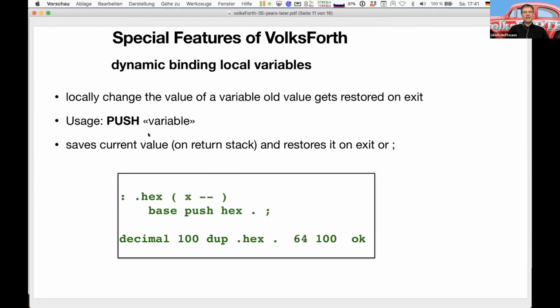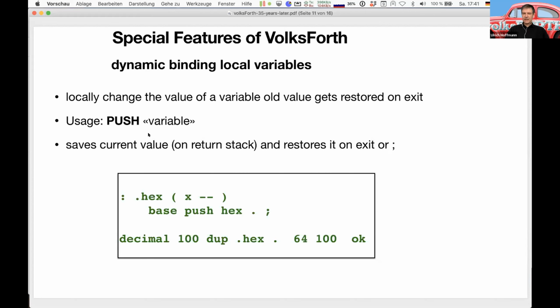So one nice thing is the dynamic binding of variables, so they become local variables. There, in Foxforce, there's a word PUSH, which you use in the way PUSH variable, and then it saves the current value on the return stack, but it doesn't matter. It saves the current value and allows you to change a variable, and it will be restored whenever the definition where PUSH is used is exited. So as an example, you could define a word that regardless of base will always output a number in hexadecimal, but will not change base at all.